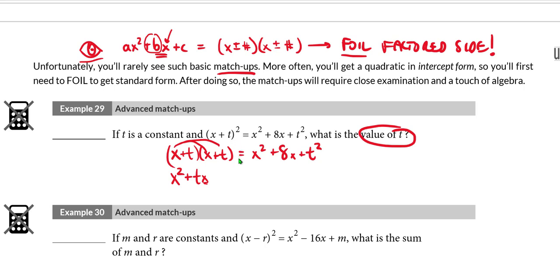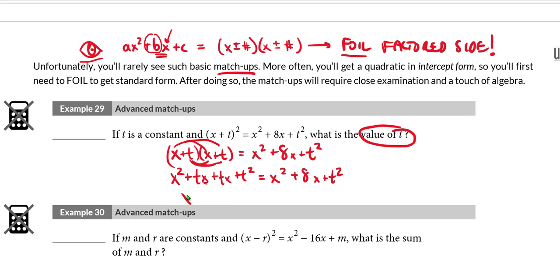In order to make it easier for me to see what's going on here, I want to keep the x second and then its coefficients to the left in front of it. So I'm going to do plus tx, then plus another tx, and then plus the last terms, which would be t squared, and that equals x squared plus 8x plus t squared.